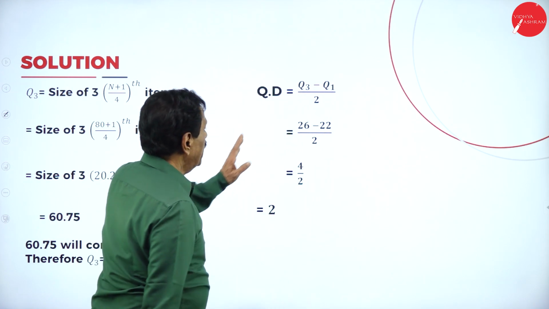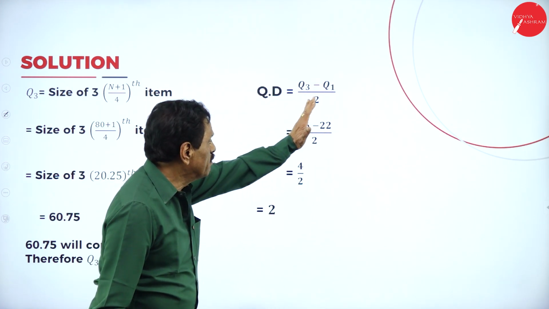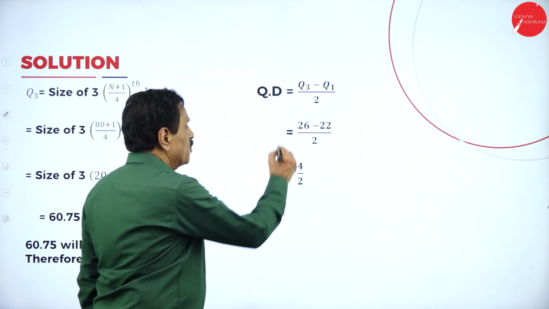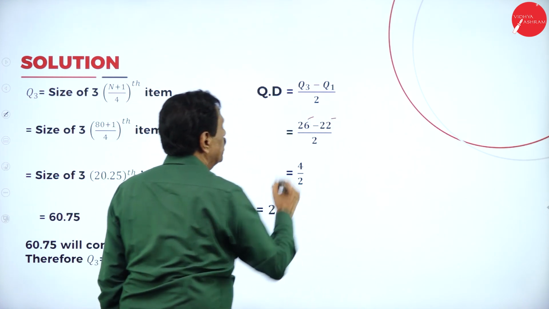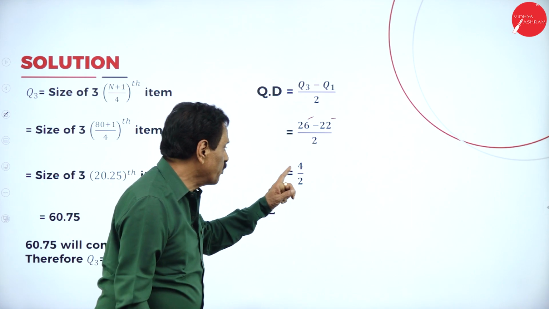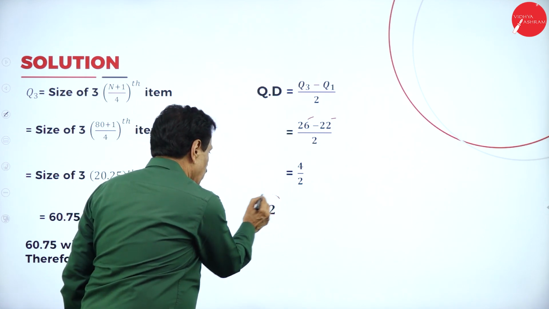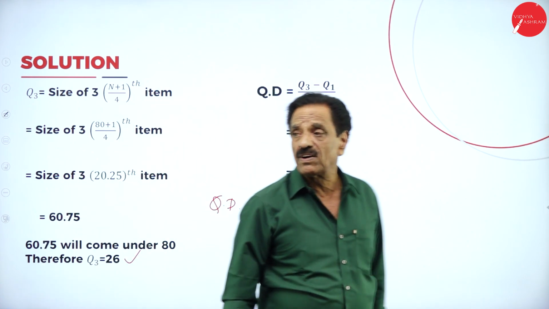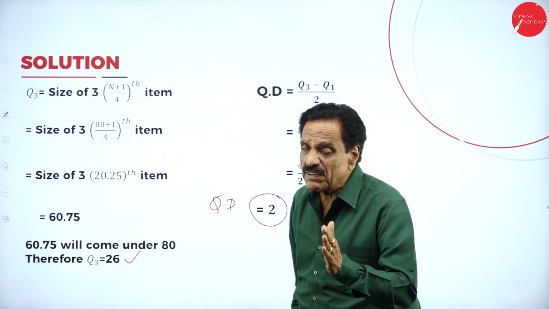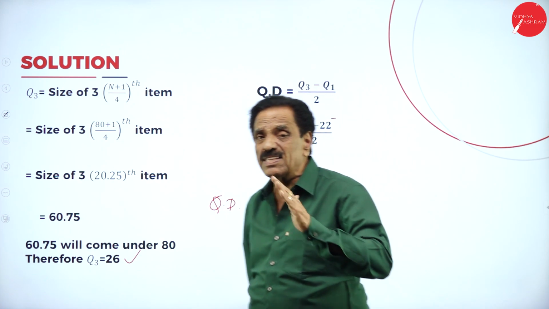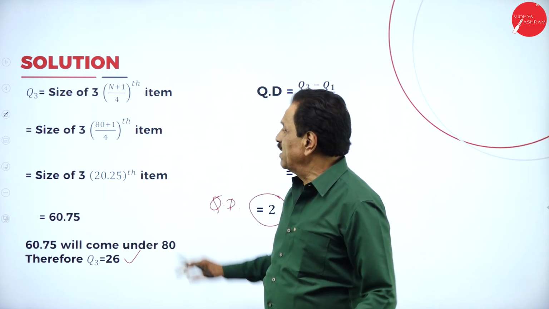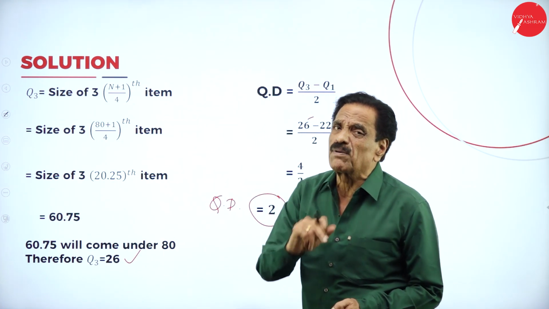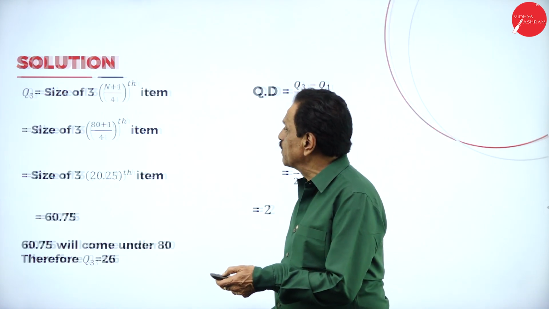Apply. Quartile deviation is equal to (Q3 minus Q1) divided by 2. What's your Q3? 26 minus 22 divided by 2. 4 divided by 2. Your quartile deviation is 2. So what's the first step to do? Convert the frequency into cumulative frequency, then apply. So I think you have solved the 3 problems. Another 3 problems I'm going to solve slowly.